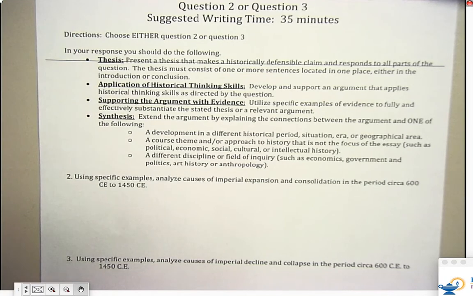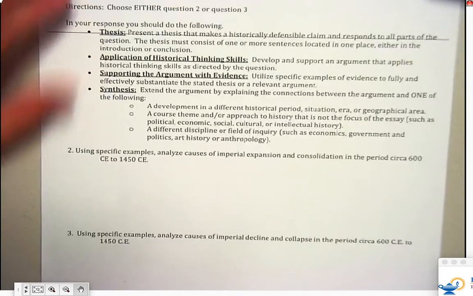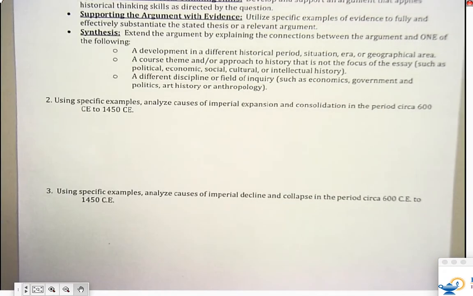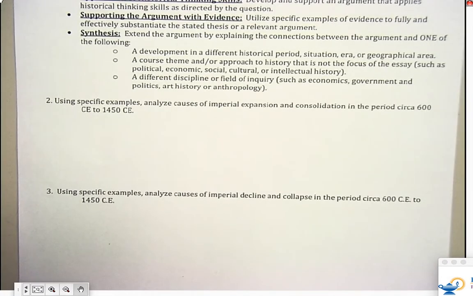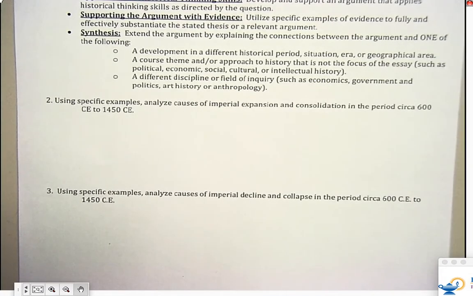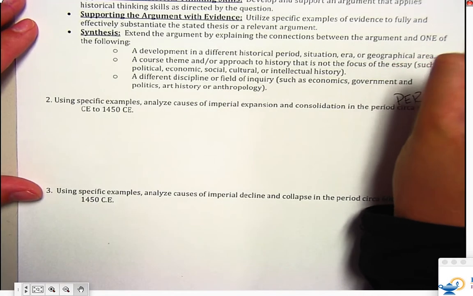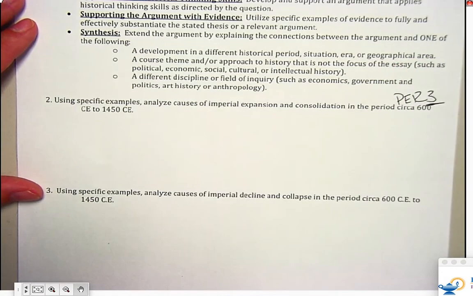So, using specific examples, analyze causes of imperial expansion and consolidation in the period circa 600 CE to 1450. When you look at a prompt that looks like this, what's the first thing you do? What is the first thing you do? Sophia? What period? Perfect. What period is it, Sophia? Period 3. Okay, so it's period 3.